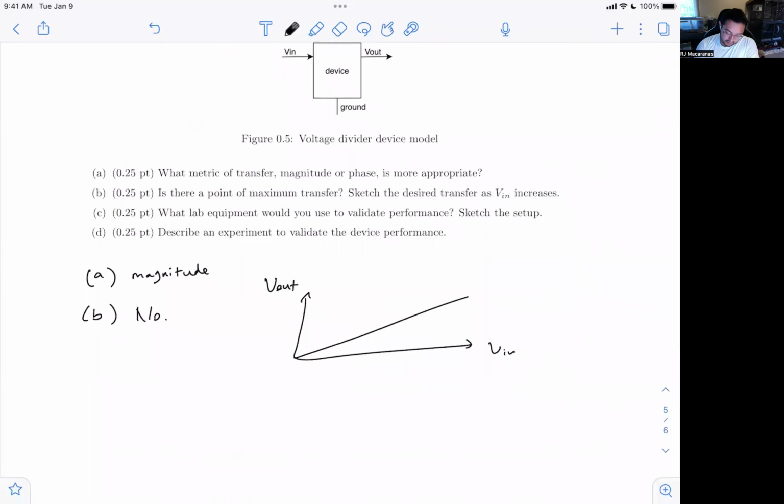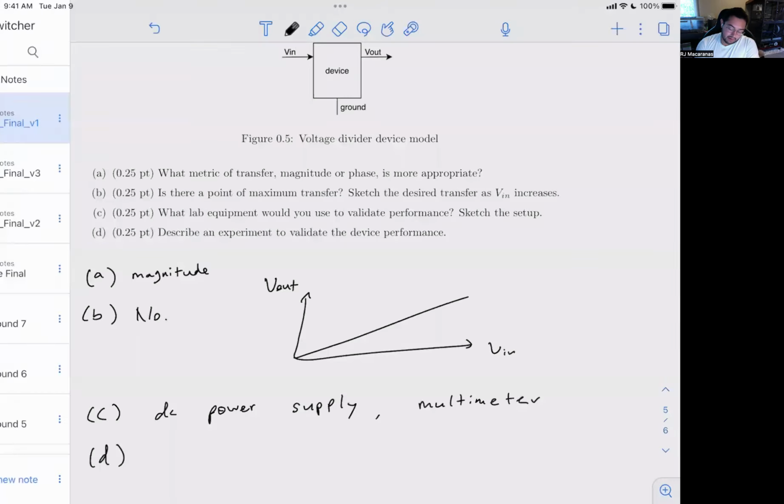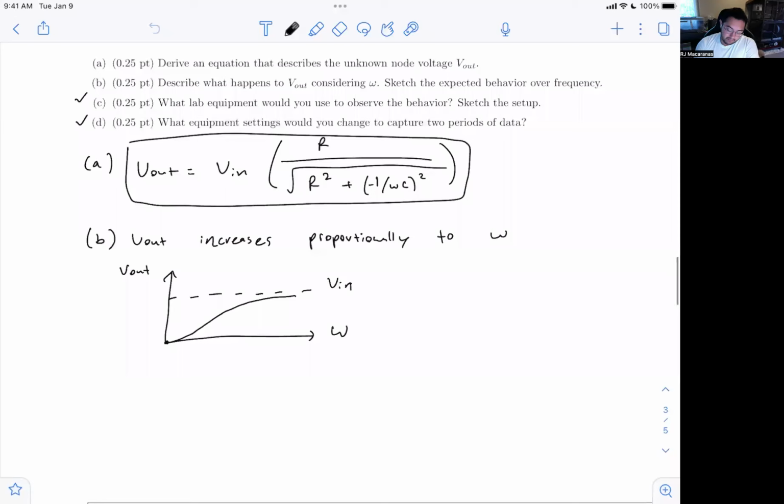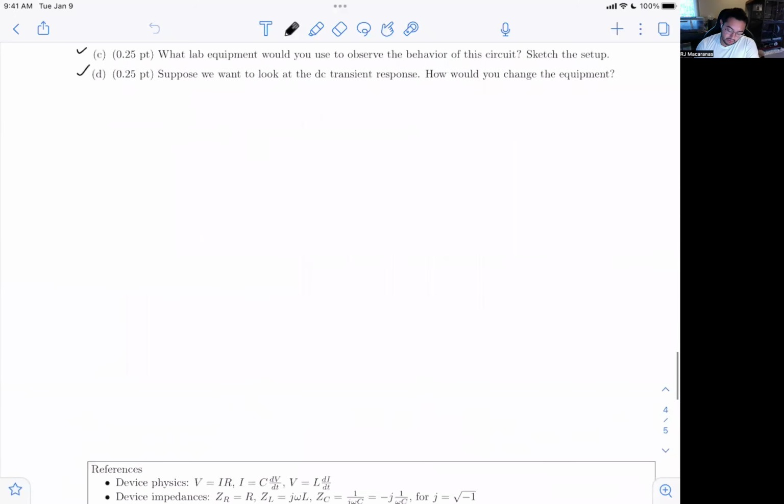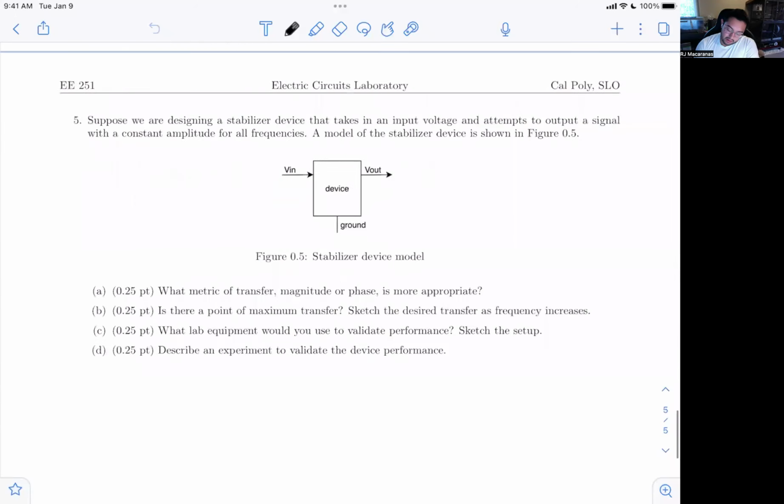What lab equipment? So probably a DC power supply. Not really dealing with anything that's frequency dependent, and a multimeter would be fine, or an oscilloscope, I guess. I'm not going to describe an experiment, but you would pretty much just increase V in and make sure that V out's also increasing. All right, so version 2, looks like you guys got this stabilizer device.